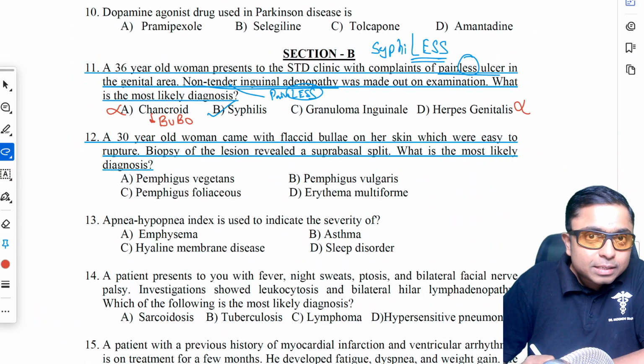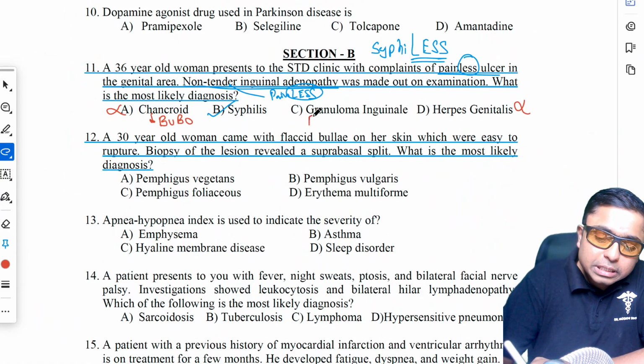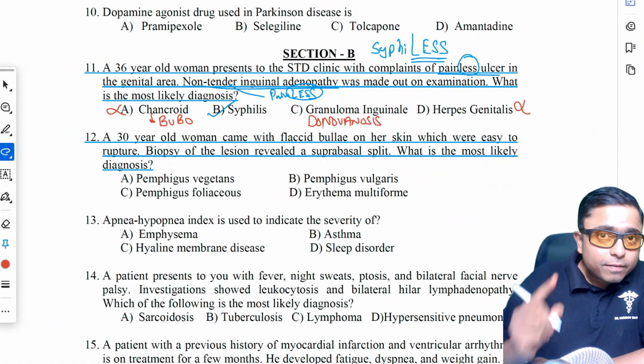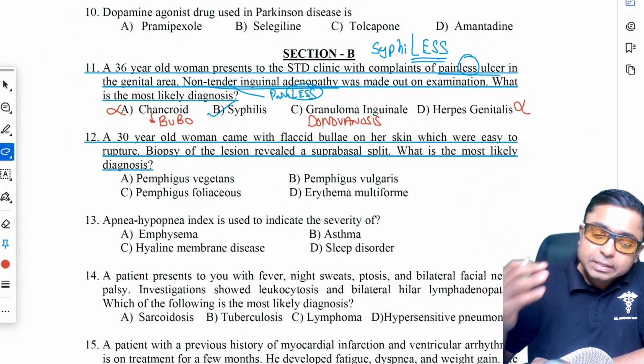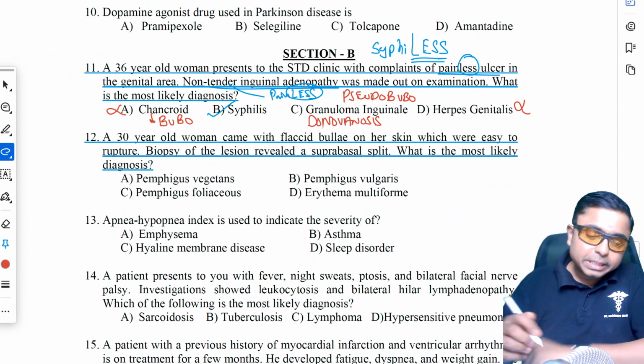Granuloma inguinale. So why is it not the answer? It is also called donovanosis. And remember students, in donovanosis, there is not going to be true inguinal lymphadenopathy, but it is going to be pseudo lymphadenopathy. So it is called a pseudobubo in the case of donovanosis. So the answer is going to be syphilis.